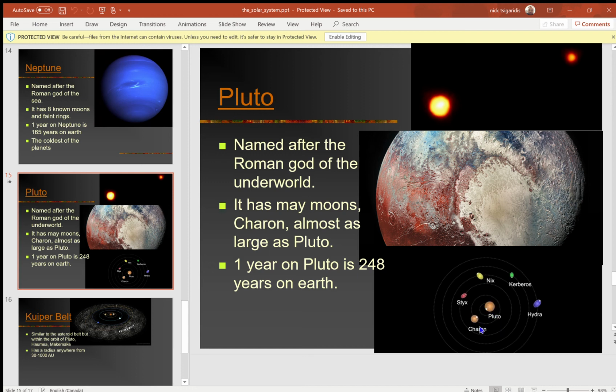Pluto system. So we have Pluto and we have Charon, but we also have 4 other moons: Styx, Nix, Kerberos, and Hydra, and they all orbit Pluto in that order. So Styx is next, then Nix, then Kerberos, and Hydra is the furthest orbiting moon of Pluto. It takes 248 years for Pluto to go around once. So it takes quite a long time for Pluto to go around, and yeah, so that's Pluto. And it is no longer a planet.